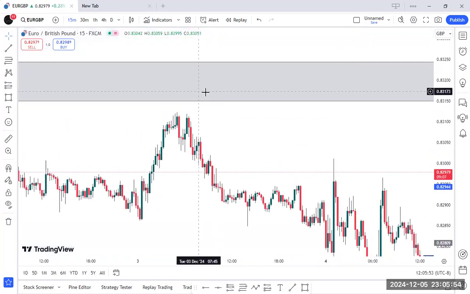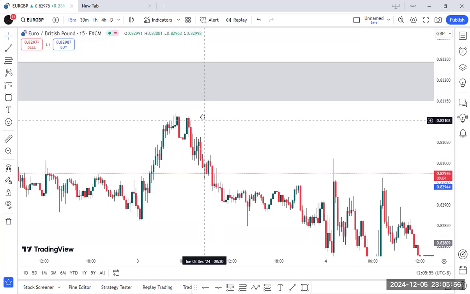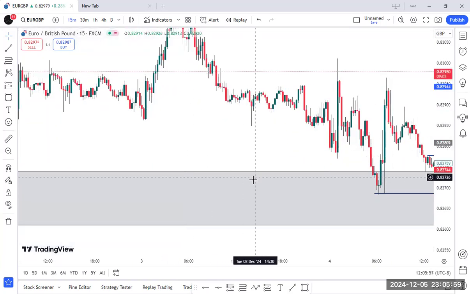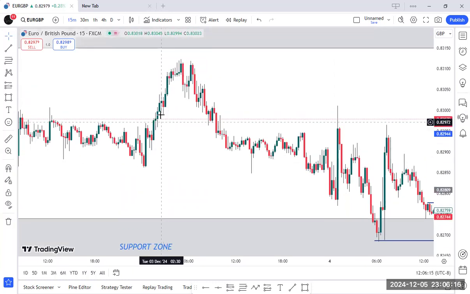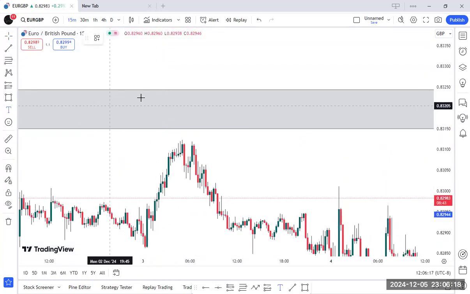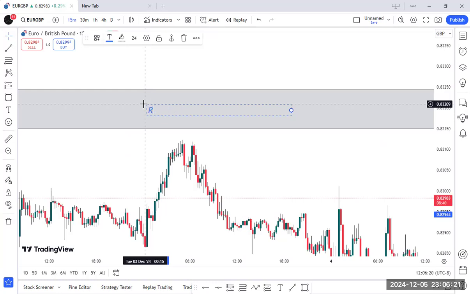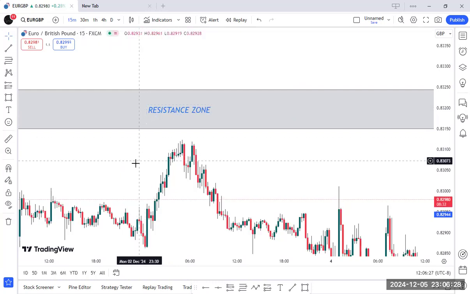Resistance zones are where you need to sell at a particular price, and a support zone is where you need to buy at a particular price. This is a support zone. And then this is a resistance zone.